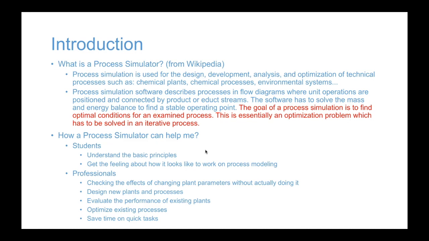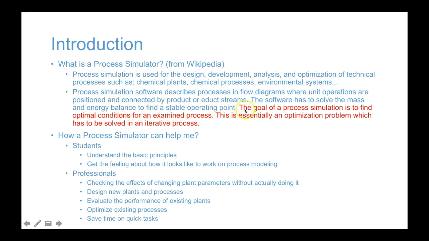So, what is a process simulator? I took this text from Wikipedia. Process simulation is used for the design, development, analysis, and optimization of technical processes such as chemical plants, chemical processes, and environmental systems. Process simulation software describes processes in flow diagrams where unit operations are positioned and connected by product or educt streams. The software has to solve the mass and energy balance to find a stable operating point.